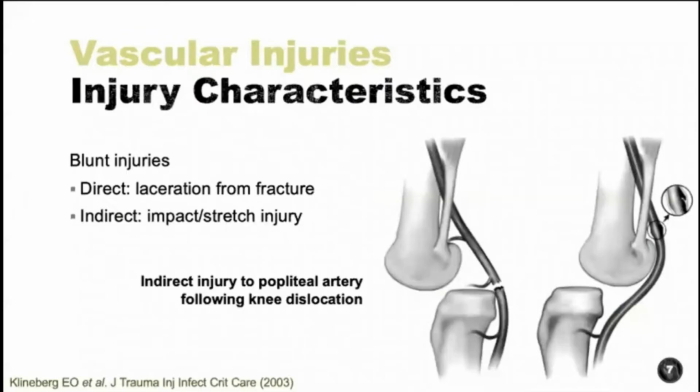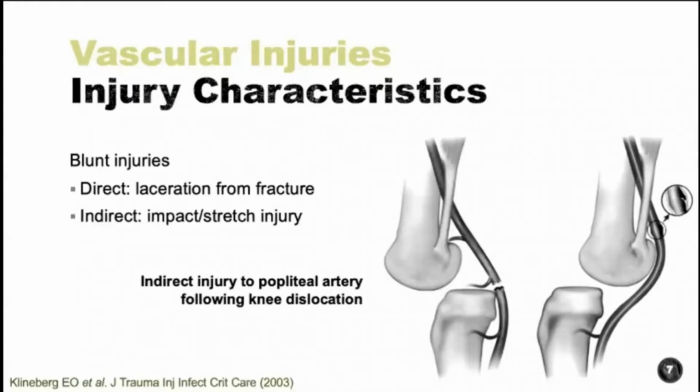For blunt injuries, the vascular injury could be from direct contact with the injured bone, like a laceration from a fracture edge, or it could be an indirect injury, which might be from impact from the fractured bones or from a stretch injury. In the diagrams on the right, you can see an example of an indirect injury where the patient had a knee dislocation, either anteriorly or posteriorly, and there was an indirect injury to the popliteal artery. In the image on the left, with a posterior dislocation, there tends to be more of a transection, as the posterior aspect of the tibial plateau abuts the vessel itself.